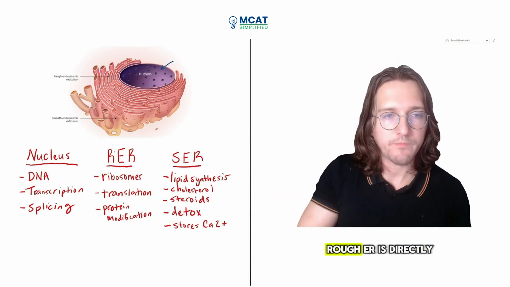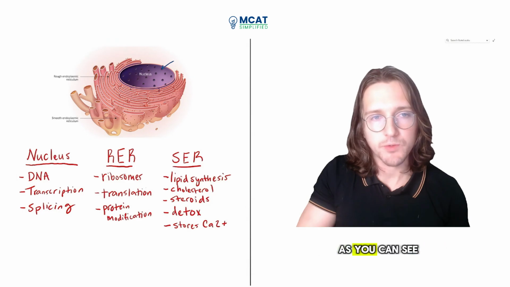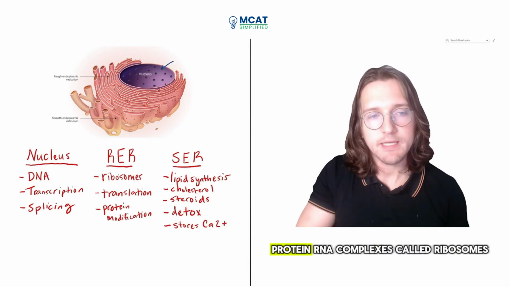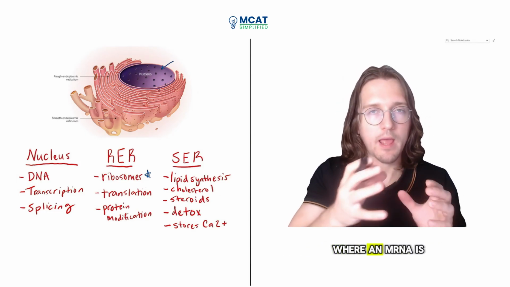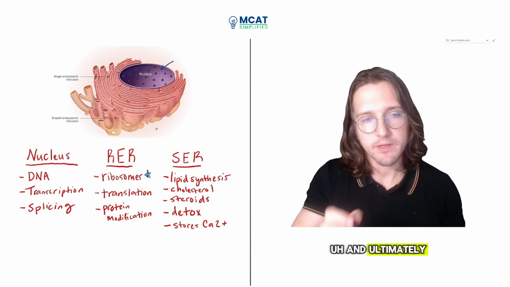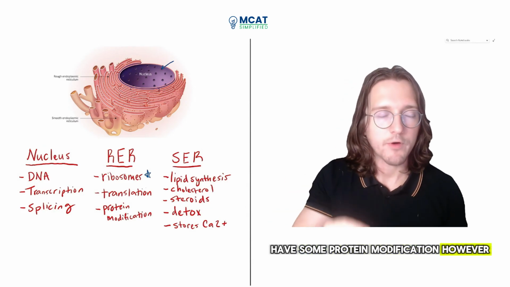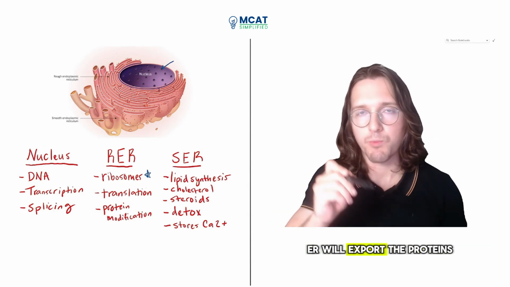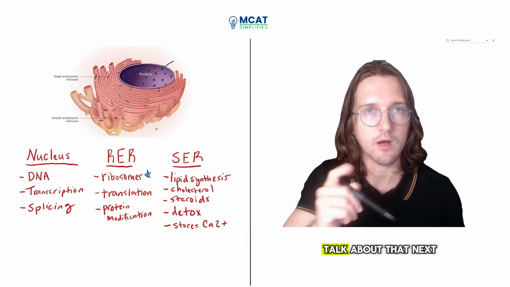Now notice that the rough ER is directly adjacent to the nucleus. They're very close. And this is the rough ER because its membrane, as you can see, is studded with these protein RNA complexes called ribosomes. And the ribosomes are important for the process of translation, where an mRNA is used to synthesize proteins, okay? And ultimately, the rough ER is also going to be where you have some protein modification. However, after that, the rough ER will export the proteins it produces to another organelle, which is called the Golgi Apparatus, and we'll talk about that next.